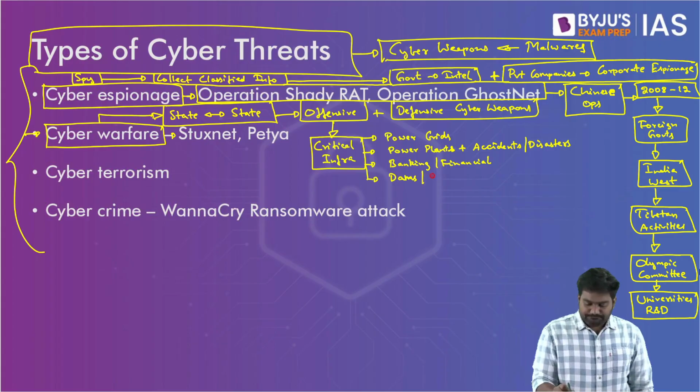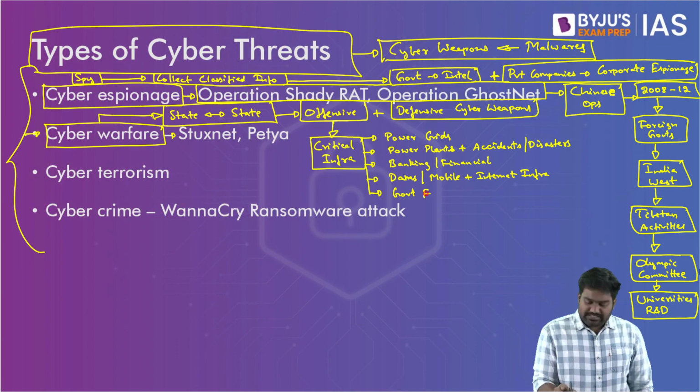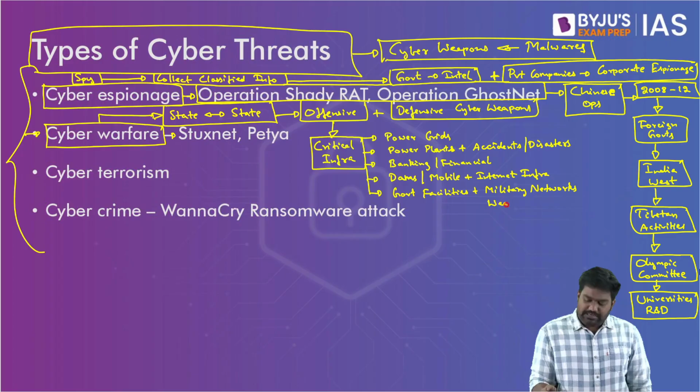You can attack the mobile internet infrastructure, which can lead to a mobile internet blackout. You can target key government facilities. Your military networks can be crippled. Your weapons can be deactivated. Or they can be misled. Right? So any such possibility is possible.